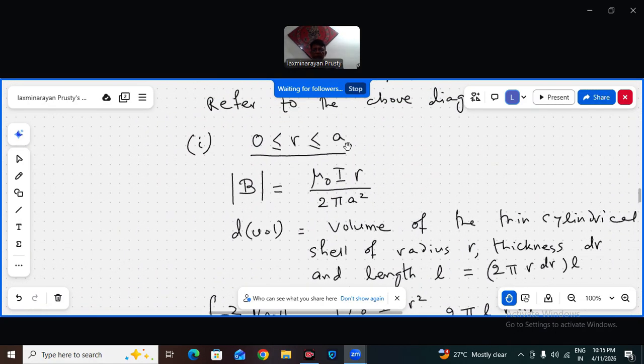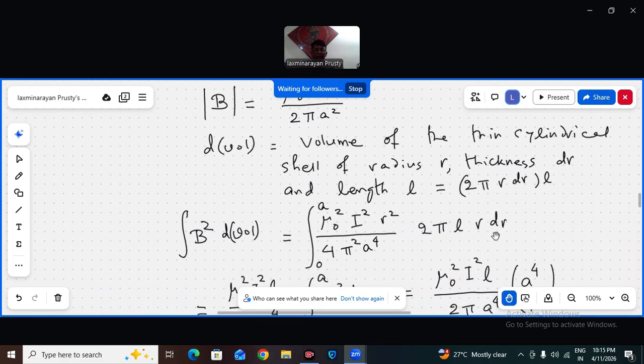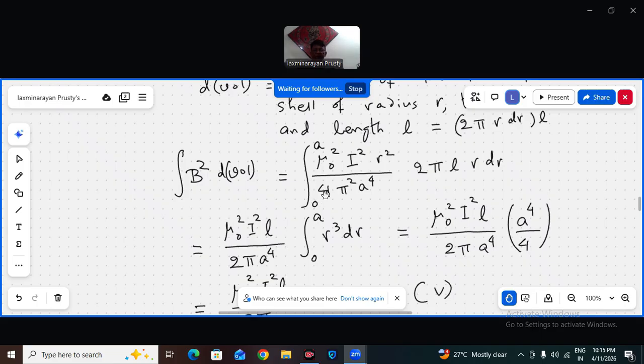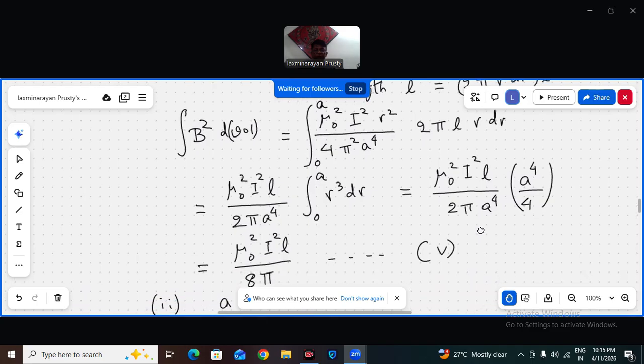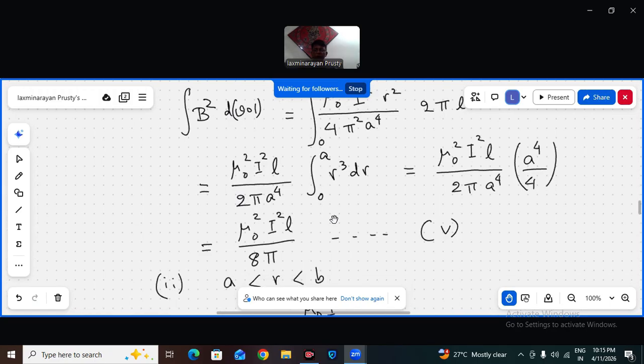Between 0 to A, what will come: mu naught square I square r square by 4 pi square A to the power 4 into 2 pi L r dr. 2 pi cancels with 4 pi square, 2 pi remains. mu naught square I square L outside, and below 2 pi A fourth, and inside the integration sign r cube dr from 0 to A, that is within the cylinder. So this will be A fourth by 4, that's it, A fourth cancels. So mu naught square I square L by 8 pi. This is the B square d volume from 0 to A.